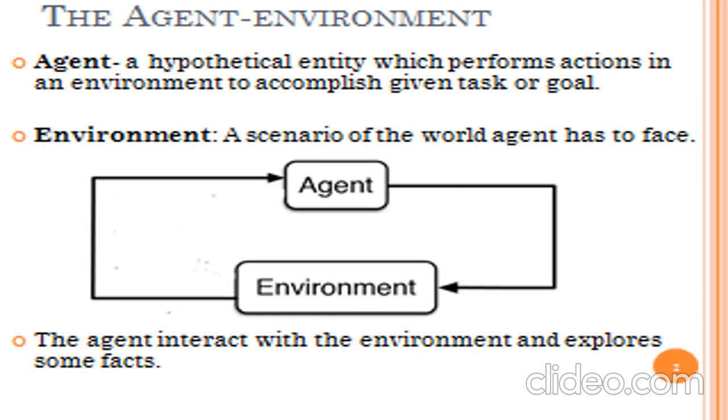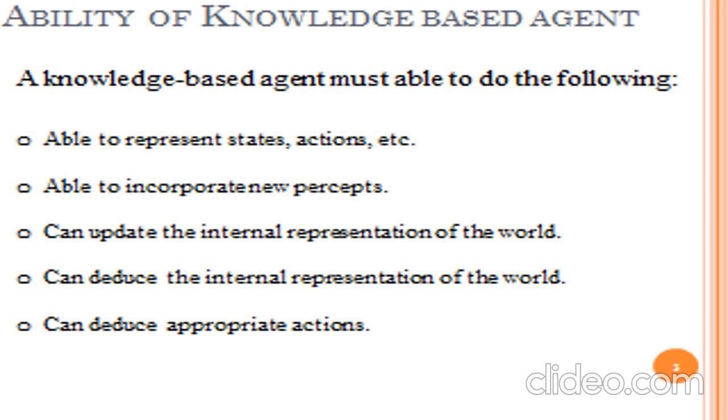Now let us look at some abilities of knowledge-based agents. A knowledge-based agent must be able to represent states and actions. It should be able to incorporate new percepts. It can update the internal representation of the world. It can deduce hidden properties of the world, and it can take appropriate actions.